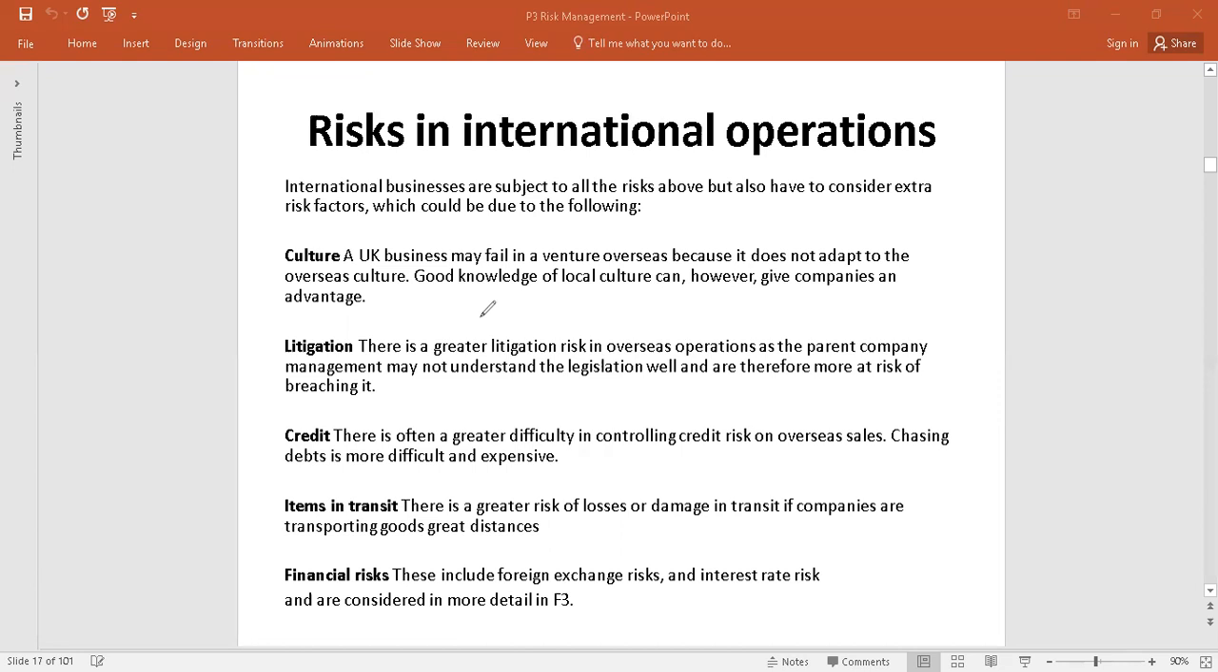Credit risk, because the sales happen overseas. If the customer does not make the payment promptly, any kind of risk or loss that arises on account of extending credit to international customers, we refer to as credit risk. Chasing debts is more difficult and expensive.